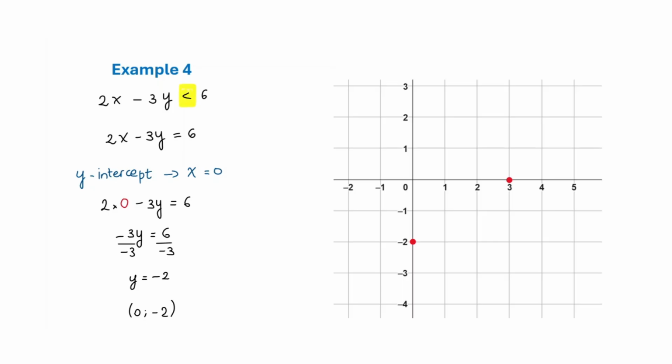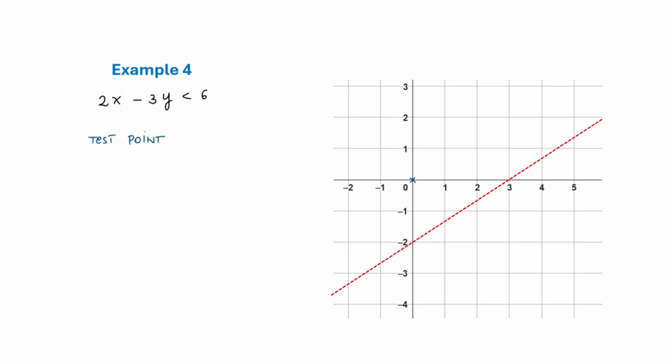The original inequality is less than, with no equal to, so we use a dashed line. To decide which region to shade, we choose a test point. The boundary line does not pass through (0, 0), so we can use that point. We substitute x equals 0 and y equals 0 into the original inequality.